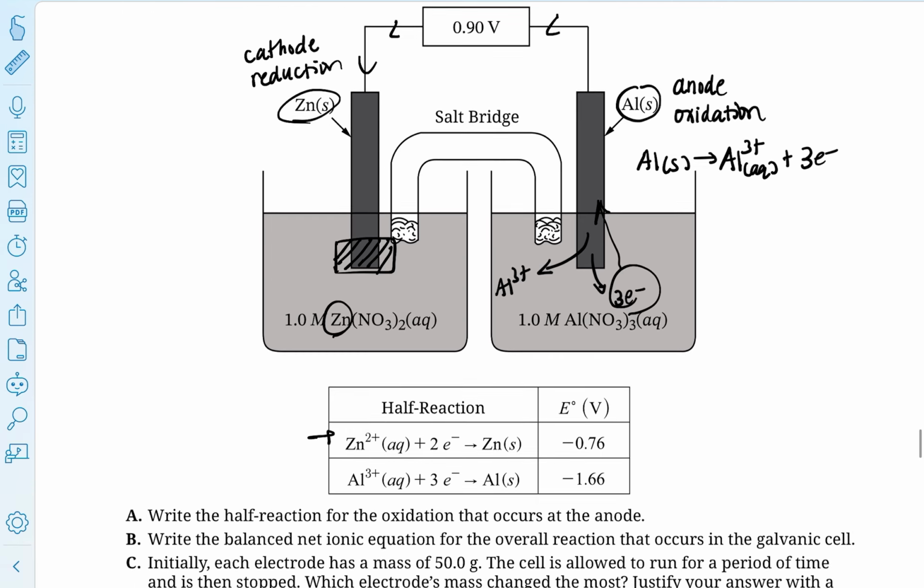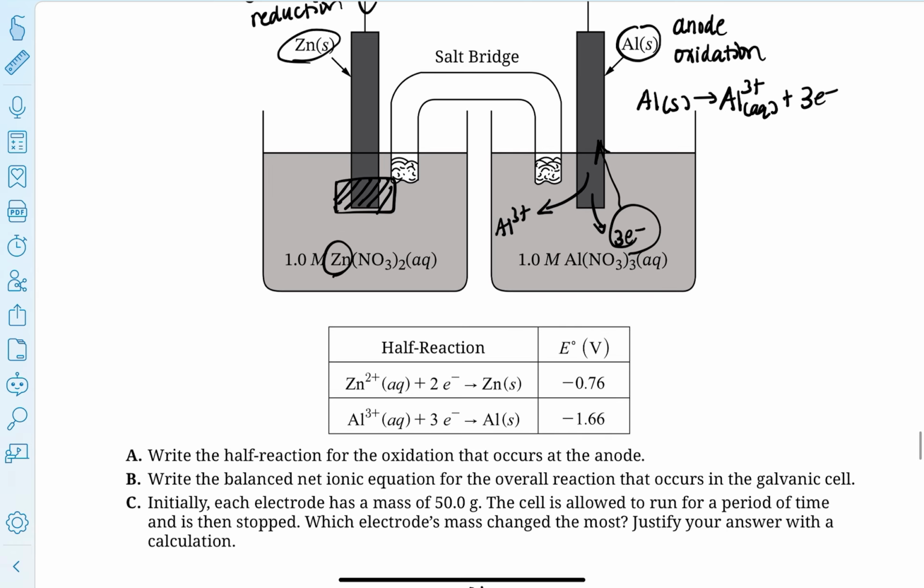Okay. So in question B, I have to write a balanced net ionic equation. We did A, sorry. We have to write a balanced net ionic equation for the overall reaction. I can tell from the data that's given to me that the electrons are not balanced. I can't lose 3 electrons on the aluminum side and then gain 2 electrons on the zinc side, right? So we have to balance our electrons.